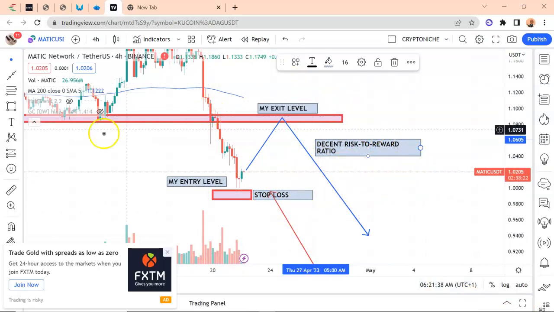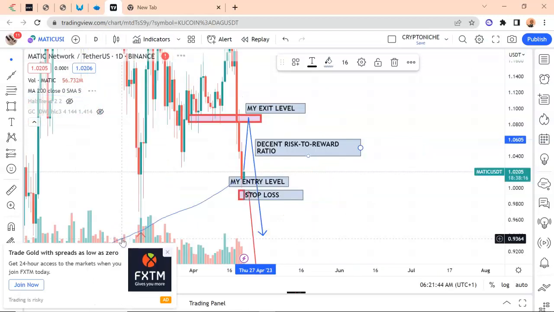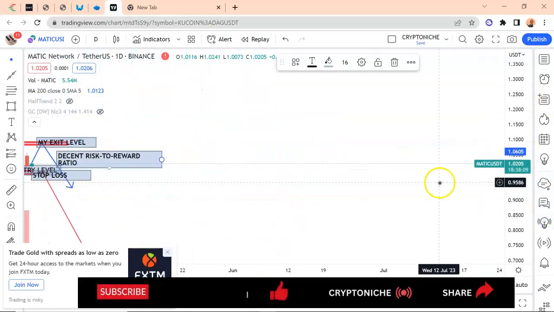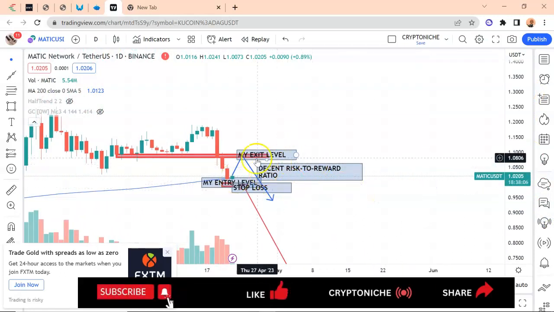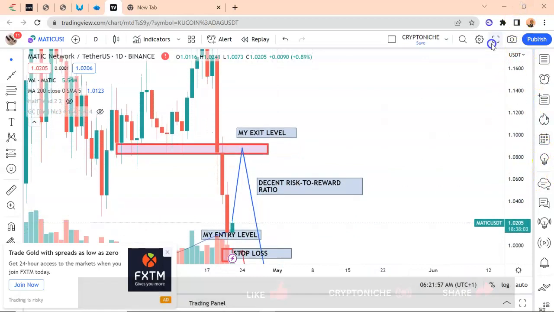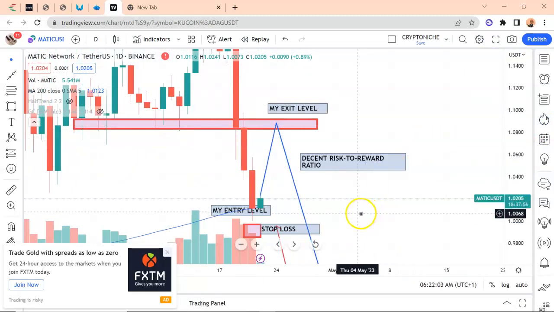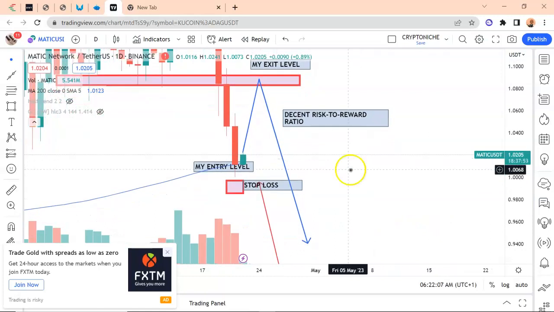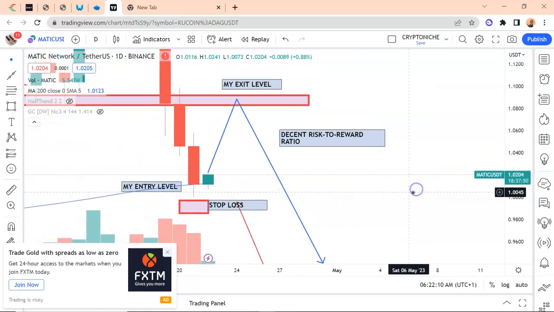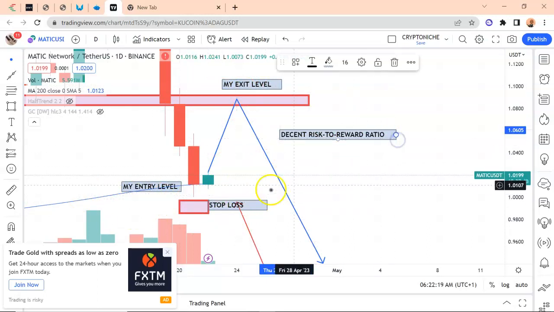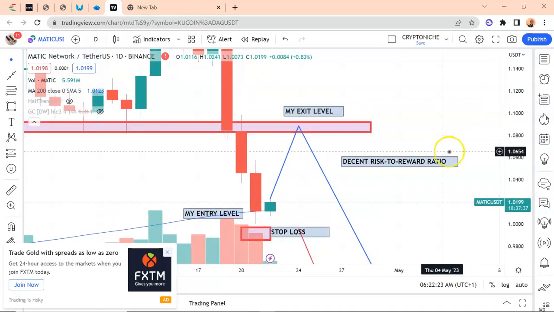Next thing I'm going to be doing here is that I'm going to zoom out of this, then go to the daily time frame. On the daily time frame also, the same thing applies. Can you see it? If you're going to be scalping or making day trades, it's applicable to you. You can open a long position right here. Have your stop loss, your exit level, this is your entry level, and you're going to enjoy the decent risk to reward ratio right there. These are things you pay attention to, isn't it?